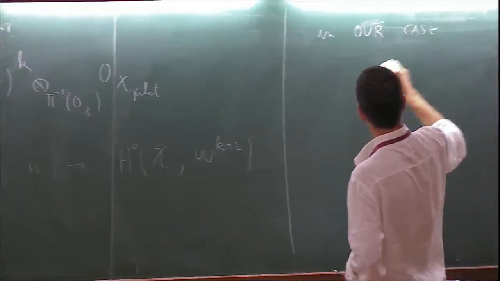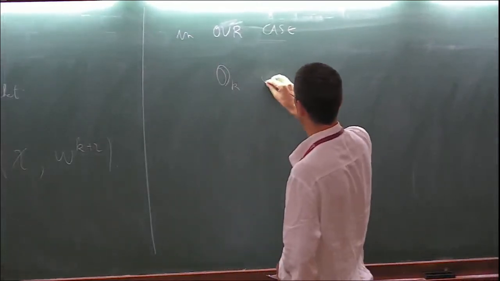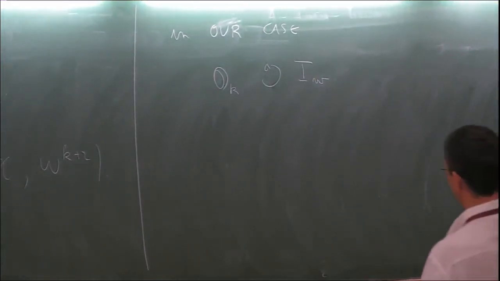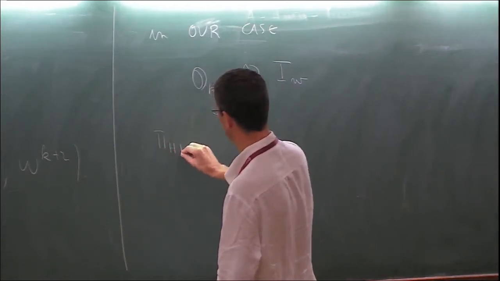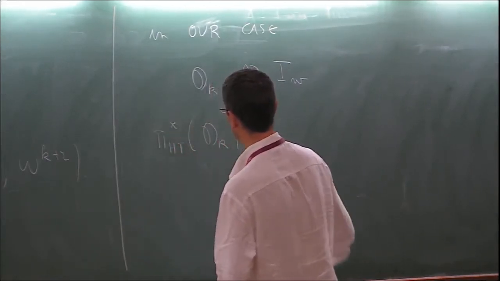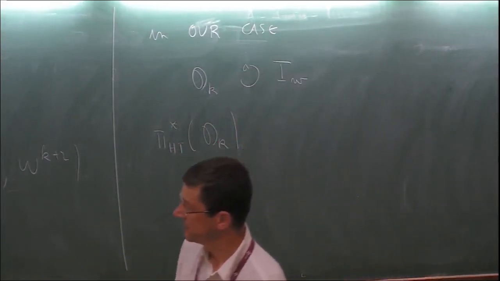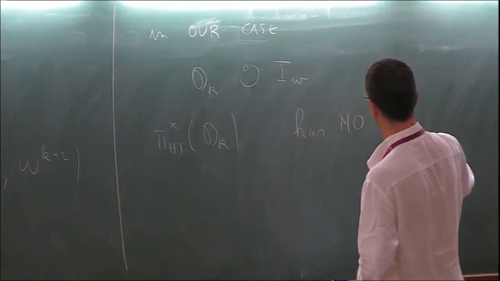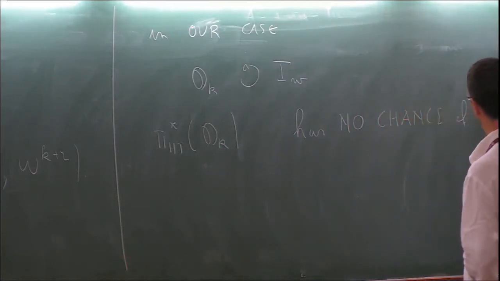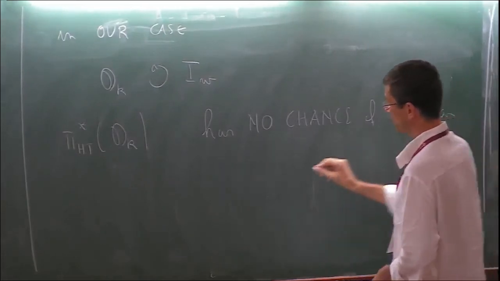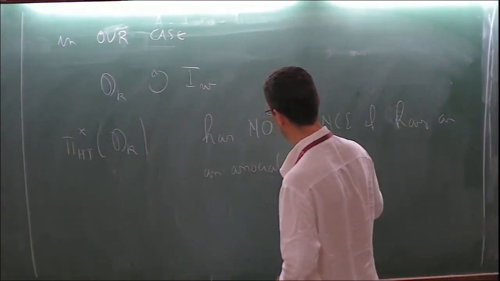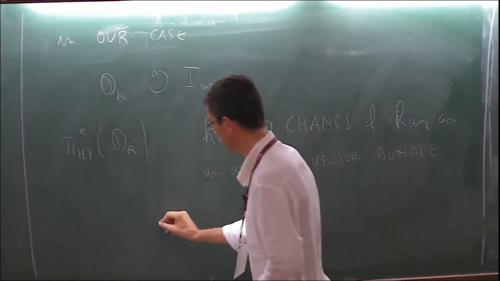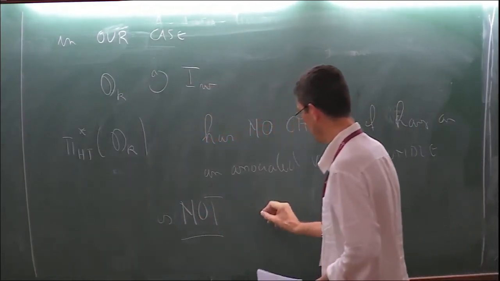So in our case, we have this dk, which is a very nice OK module or K module with an action of the Iwahori. But if you pull it back, it defines an inverse system of local systems, and this has no chance of having an associated vector bundle. So using usual terminology, we should say that it's not, in the relative sense, crystalline.